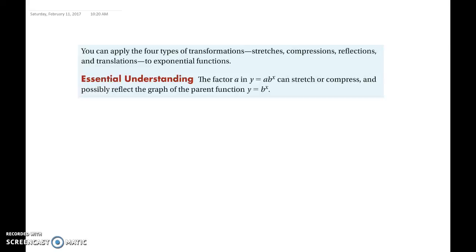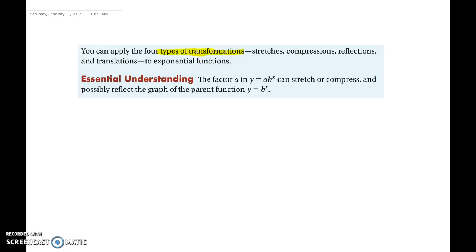All right, so our goal and objective for this video is to be able to apply the 4 types of transformations. Now, we've already gone through transformations with linear equations, quadratics, some cubic functions we've gone through. More recently, we just finished going over it with radical equations and functions, and you'll see it's exactly the same for exponential functions and equations as it was for those as well.